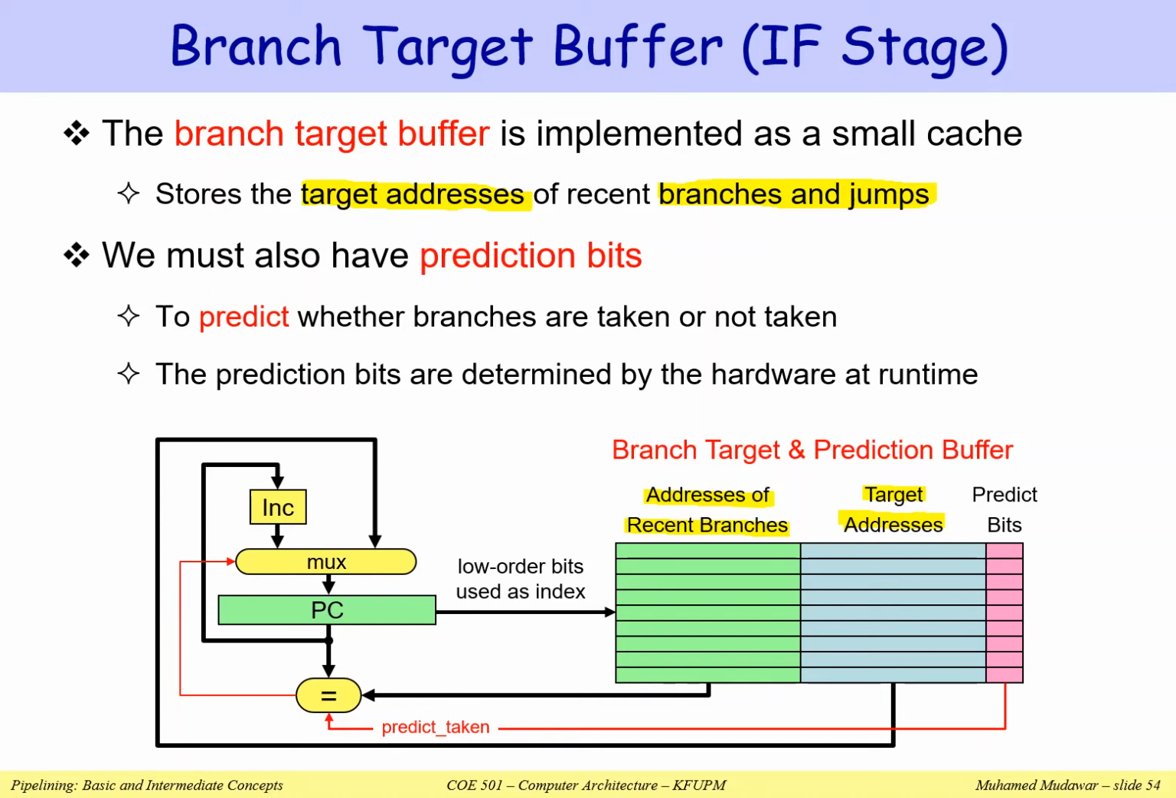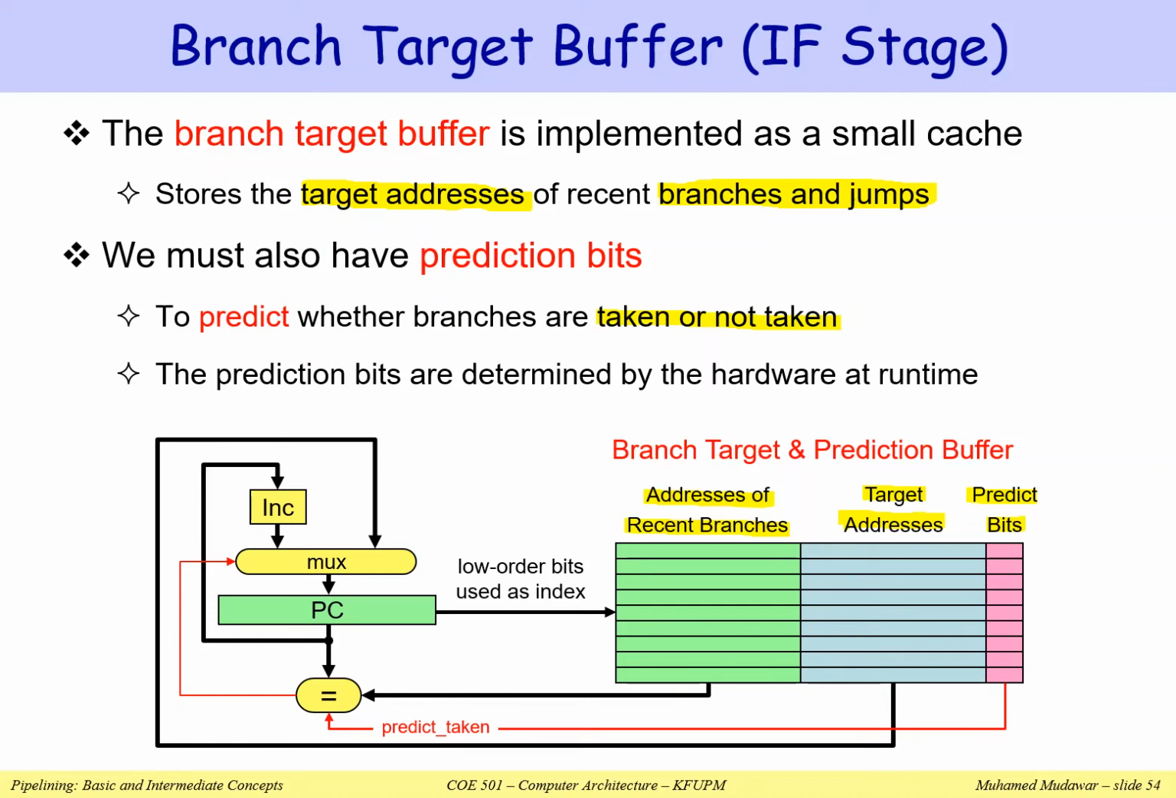Now there is a third column here which indicates the predict bits. We need these predict bits to predict if the branch is taken or not taken. So the third column is used by branch instructions only, to predict if the branch is taken or not taken. In the case of a jump, the jump is always taken. So we don't really need the predict bit, or we can always set the predict bit to 1 in the case of a jump. But in the case of a branch, it may or may not be taken. So this is why we need this column.